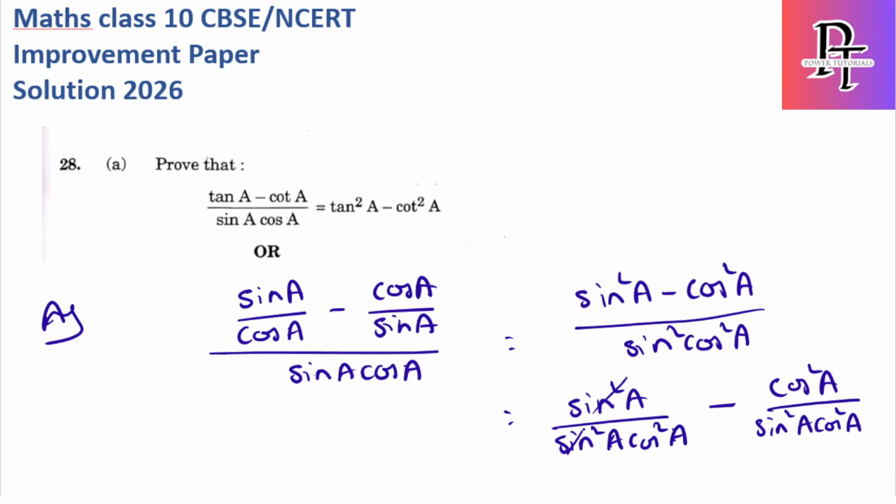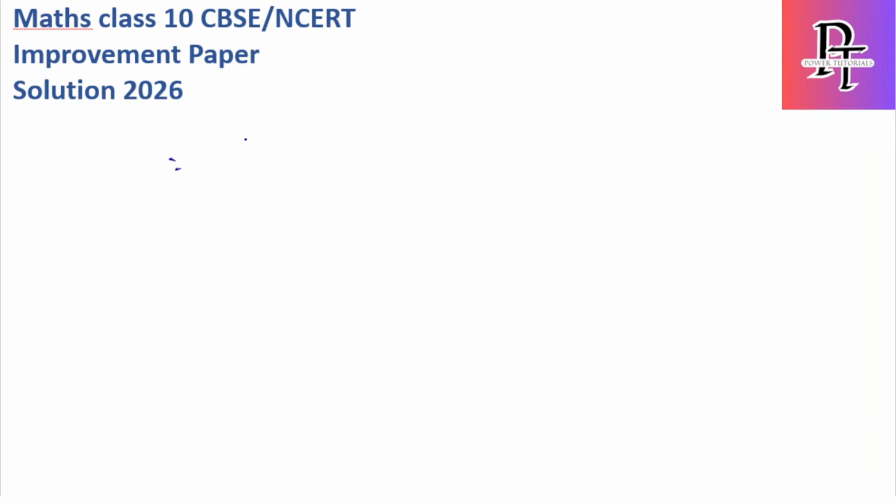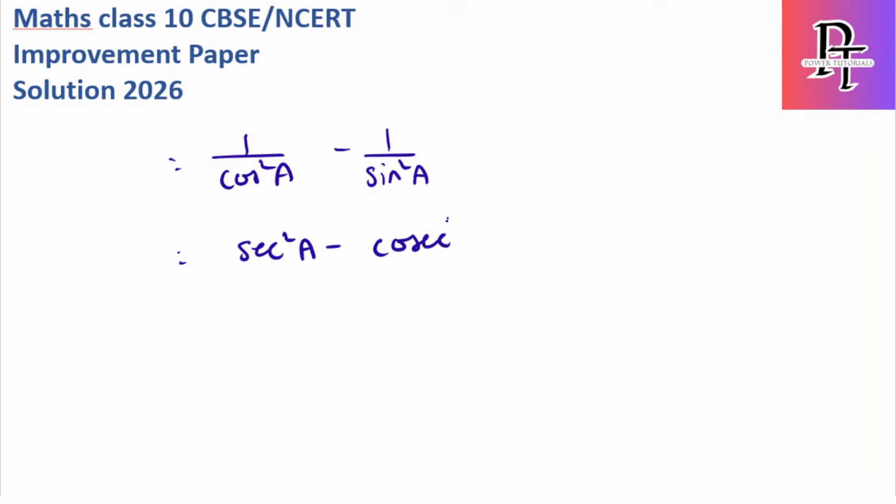So sin square and sin square cancelled, same way cos square is cancelled, so I will get 1 by cos square A minus 1 by sin square A. What is 1 by cos? 1 by cos is secant square A. So I am getting secant square A minus cosecant square A.